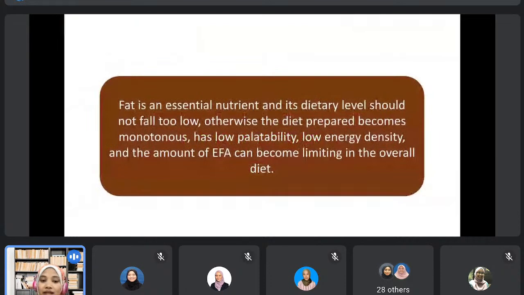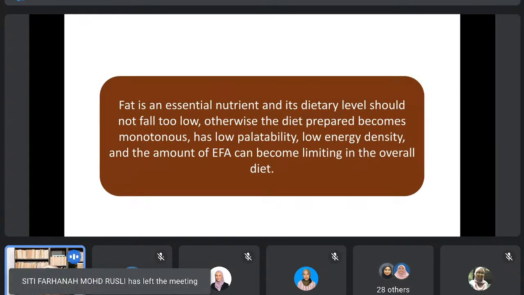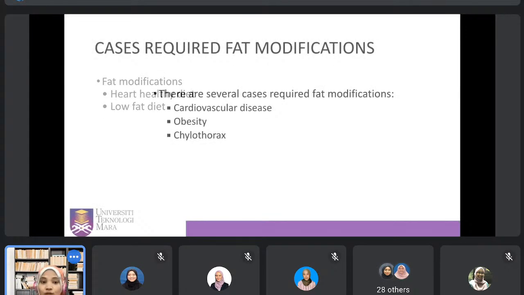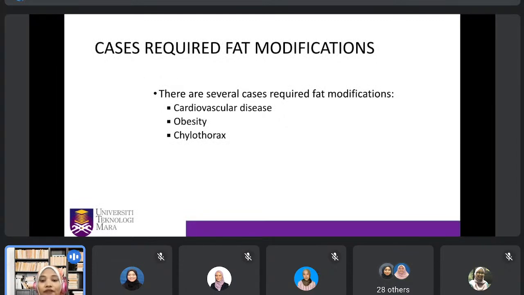So we know that fat is an essential nutrient and its dietary level should not fall too low. Otherwise, the diet that you prepare will become monotonous, low palatability, low energy density, and the amount of essential fatty acid can be limited in the overall diet. Okay, so fat modifications can be low fat diet ataupun heart healthy diet. So these are the cases that require fat modifications like CVD, obesity, and also chylothorax.